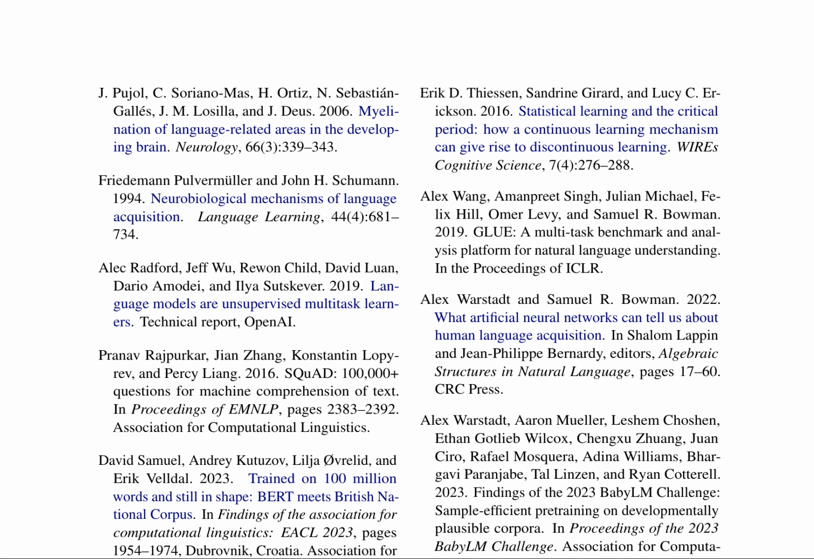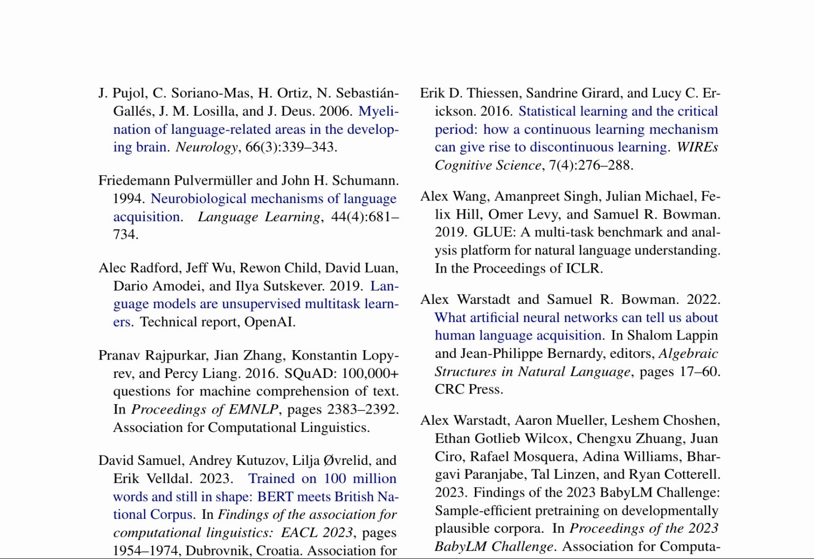Research in language acquisition, cognitive neuroscience, and natural language processing has led to a deeper understanding of the complex processes involved in language development. Studies on the myelination of language-related areas in the developing brain, Pujol et al., 2006, and the neurobiological mechanisms of language acquisition, Pulvermuller and Schumann, 1994, provide a foundation for understanding the neural structures that support language acquisition. The concept of critical periods in language acquisition, supported by research from Singleton, 2005, and Thiessen et al., 2016, suggests that specific periods in development facilitate language acquisition, influenced by a combination of genetic and environmental factors.